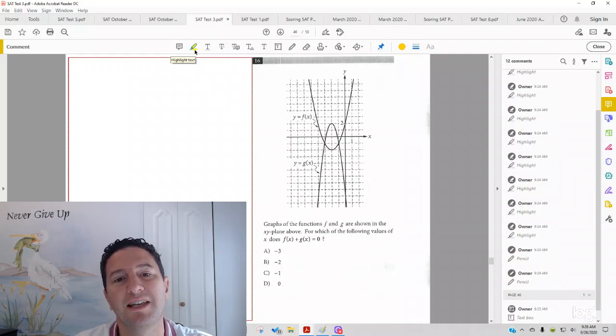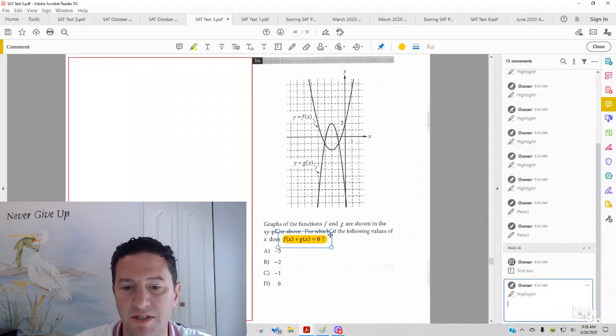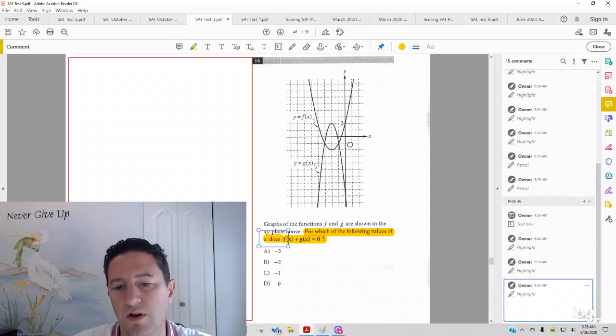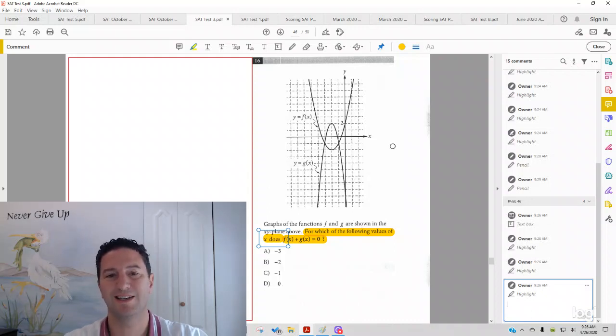Today we're going to look at Test 3, Section 4, number 16, which reads: graphs of the functions f and g are shown in the xy plane above. For which of the following values of x does f of x plus g of x equal 0? So, you can see that there's a graph up above. The only important information here is really the question itself.